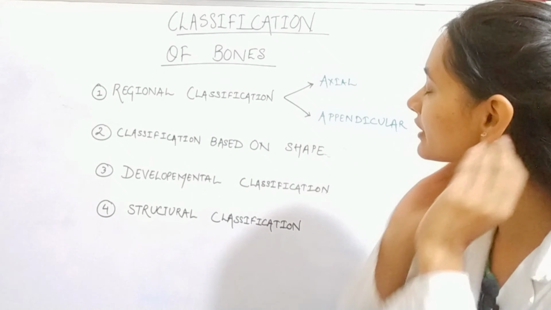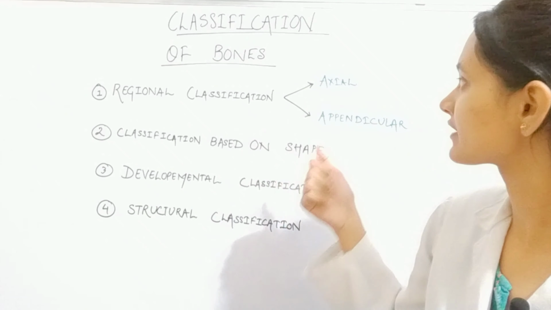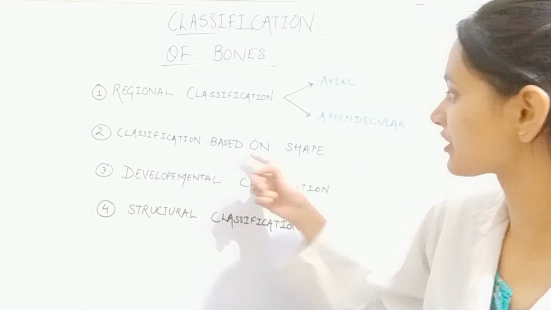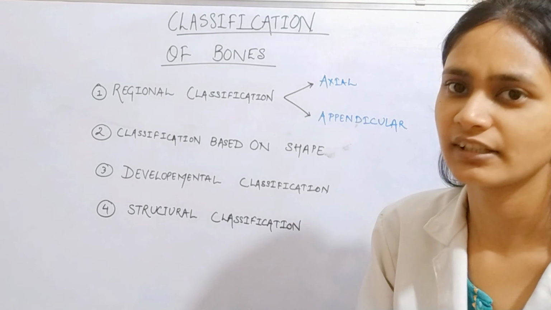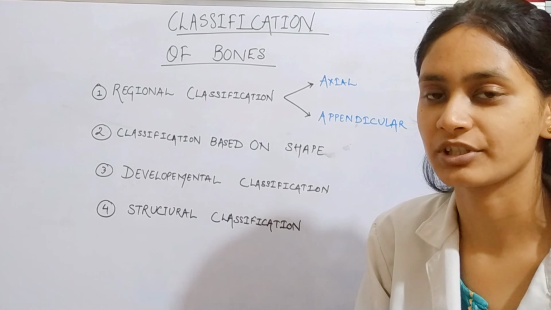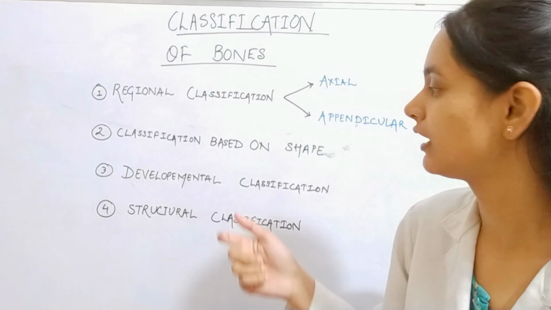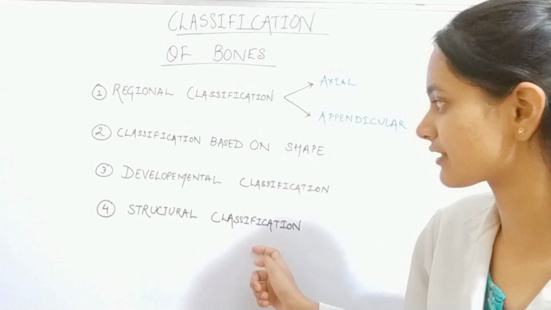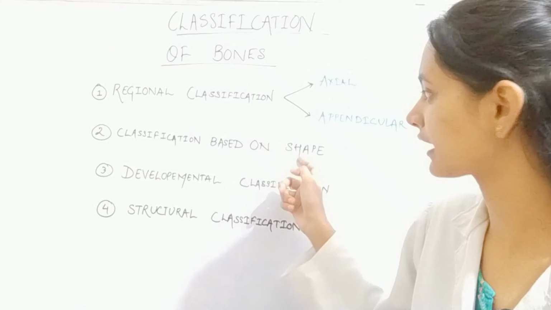So we have the classification of bones. First, the regional classification. We have studied axial and appendicular. Next, your classification will be based on shape. It's a vast classification, but it would be easier and it has chances in many university questions. I've seen the classification based on shape question asked. Also, there would be developmental classification and structural classification. So we will study one by one about every classification.